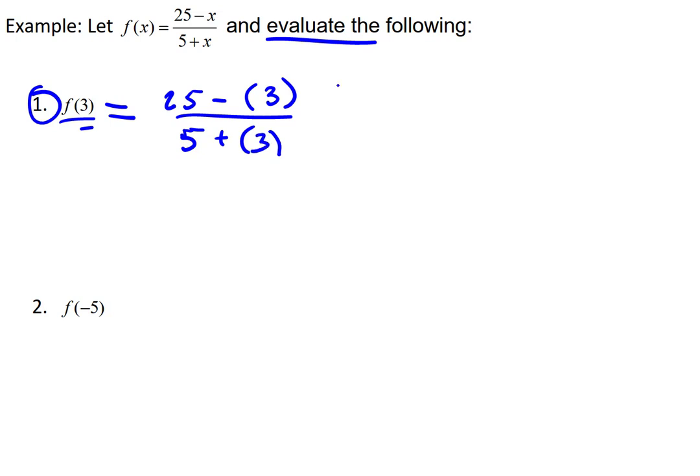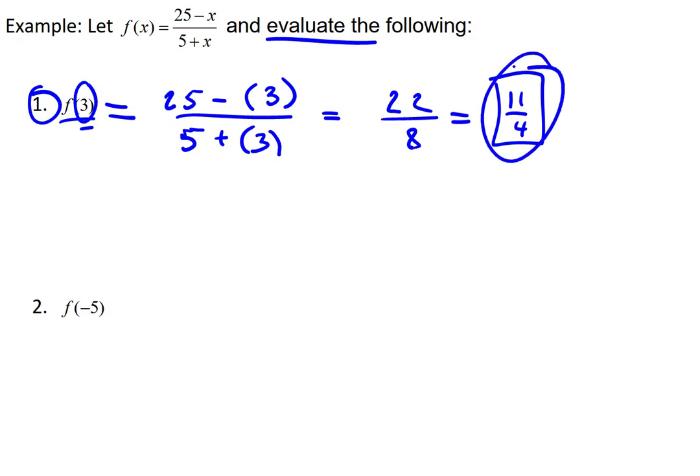And then we simplify the result. So our numerator is 25 minus 3, which is 22. And our denominator is 5 plus 3, which is 8. Of course, always reduce if possible. 22 over 8 is really 11 over 4. And that is our function output value. So when 3 is the input, 11/4 is the output.